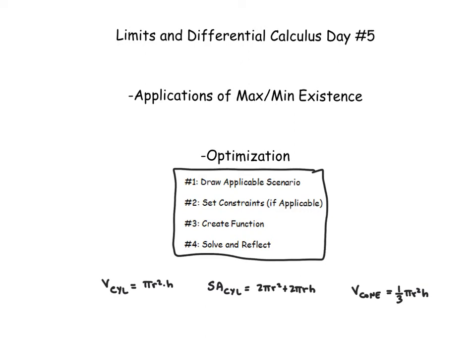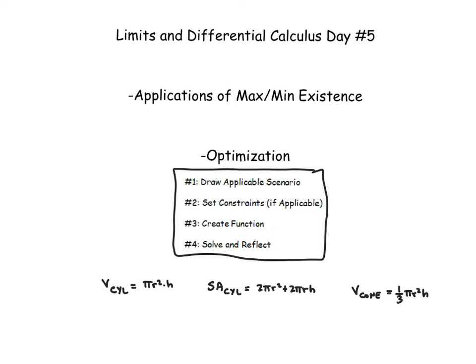solve these optimization problems. So for example, here we've got draw applicable scenario, set constraints. This is not always something you'll have to do, but it is something that many times is useful. Number 3 is create a function, and then number 4 is solve and reflect. Now by solve, I mean we're going to be taking the derivative using either the first derivative test or the second derivative test in order to determine a max or min value. And then we reflect, right? And the process of reflecting is just to help us to make sense. Does our answer apply to the scenario that it's given in?